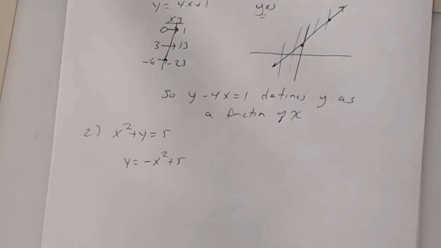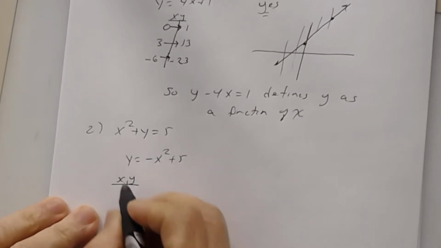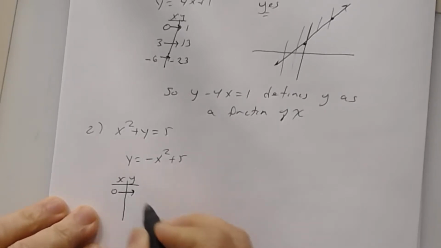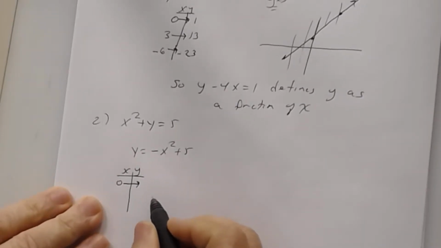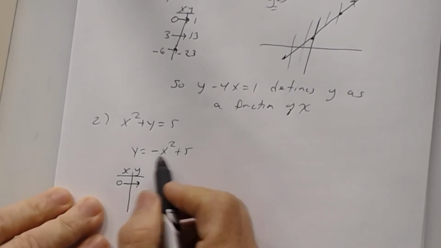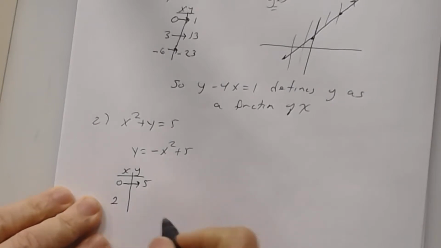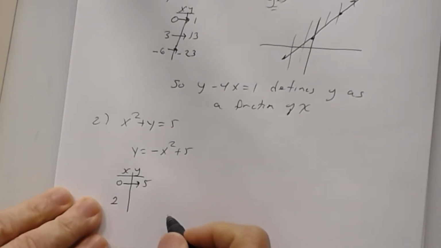All right, now I'm going to use the idea of a t-table. And when we do that t-table, think of that mapping that we did earlier. Okay, so listen carefully. When x is 0, what is my y value? 5. Very good, because 0 squared is 0, the opposite of 0 is 0. 0 plus 5 is 5. When x is 2, what is my y value? What is it?